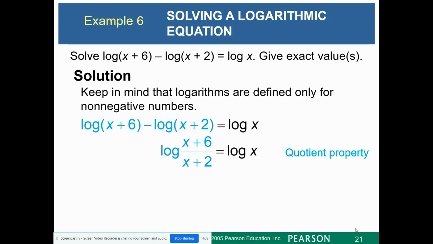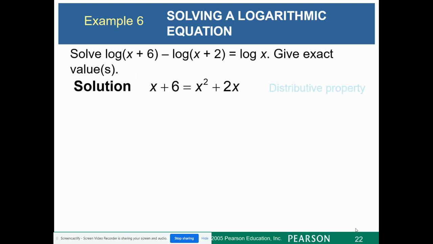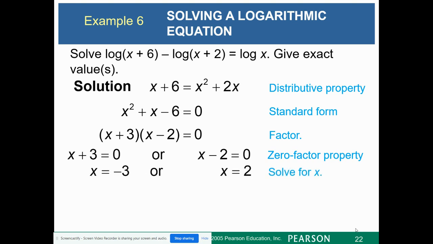So the logs go away. I can drop the logs. Now I'm going to multiply both sides by x plus 2. And I'm going to end up with a quadratic equation. It factors. I set each factor equal to 0, and I get two answers.